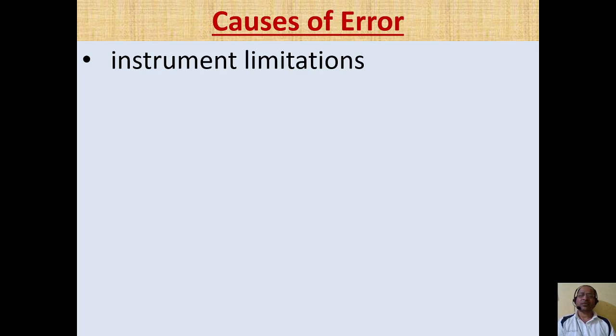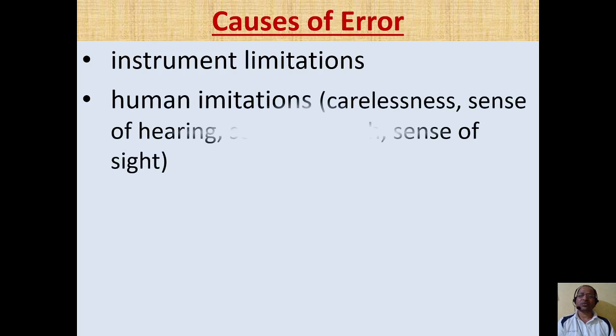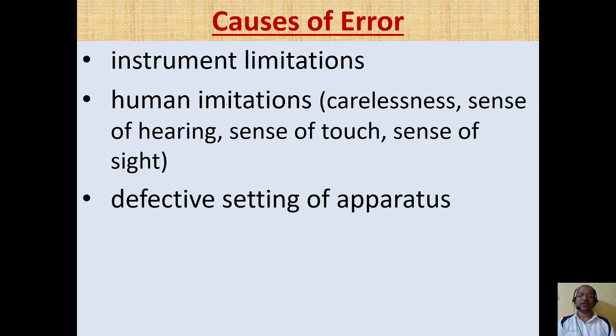The second cause of error is human limitations, which may occur because of carelessness, sense of hearing, sense of touch, sense of sight. Human limitations means the limitations of the observer who is performing the experiment and taking the measurement. Because of these limitations, certain types of error occur. The third cause is defective setting of apparatus. If the apparatus setting is not proper, then there will be error in measurement.